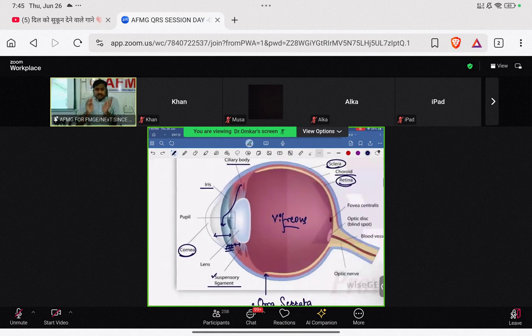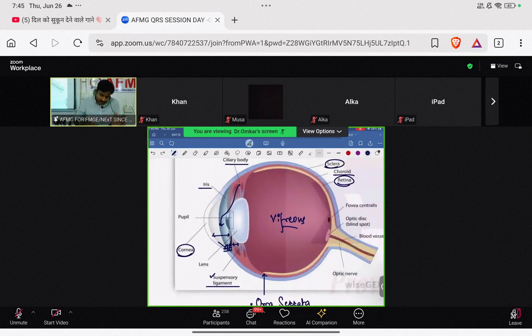Tell me, in case I say this iridocorneal angle is closed, will your aqueous humor be able to drain? No. And due to that, the intraocular pressure of the patient is going to increase, and that is going to cause which kind of glaucoma? If the iridocorneal angle is going to close, the patient will have angle closure glaucoma. Is that clear?